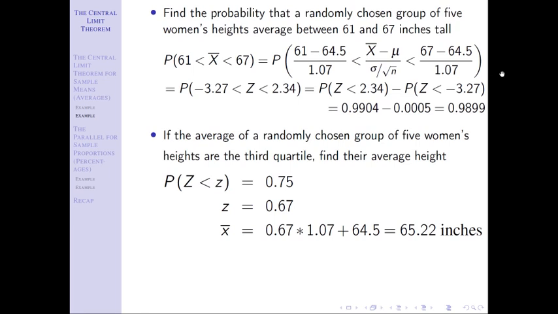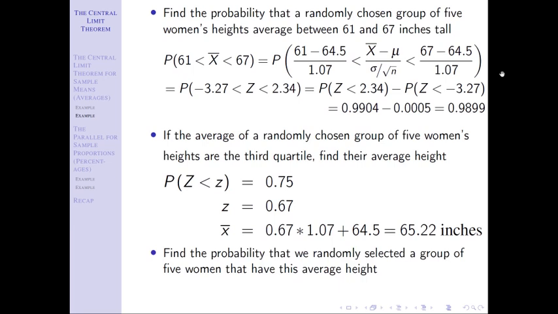And then, of course, familiar question, find the probability that we randomly selected a group of 5 women that have this average height. So of course that's the probability that x bar equals 65.22. A lot of people from here will start working through this and say, okay, I got to standardize both sides. No, you're getting ahead of yourself because x bar, we already said, follows a normal distribution. A normal distribution is a type of continuous distribution, and continuous distributions can never have exact probabilities. So I don't have to do anything. I can just say the answer to that is 0.